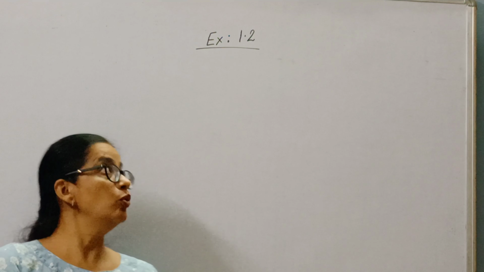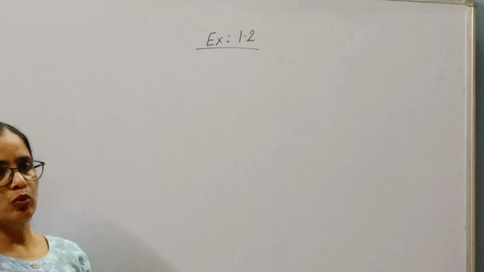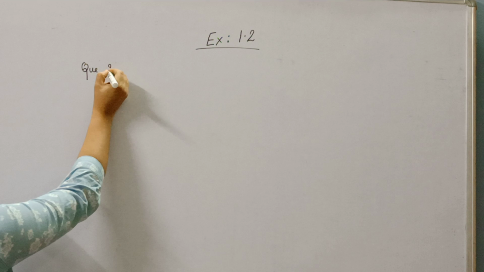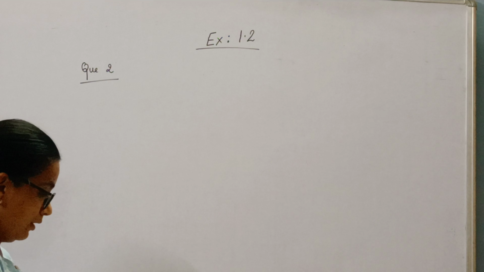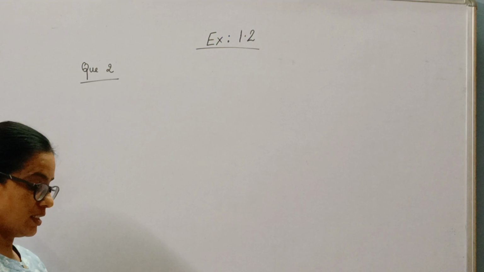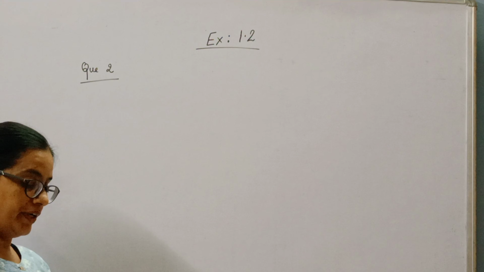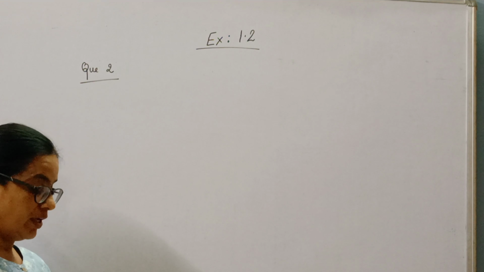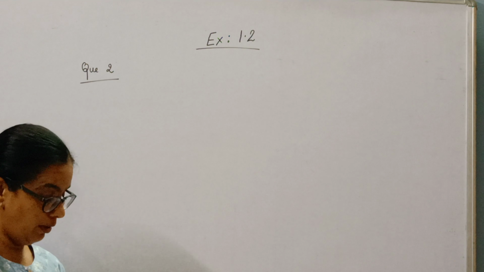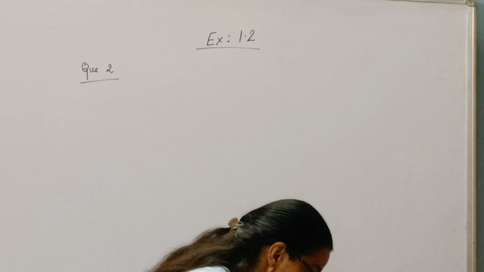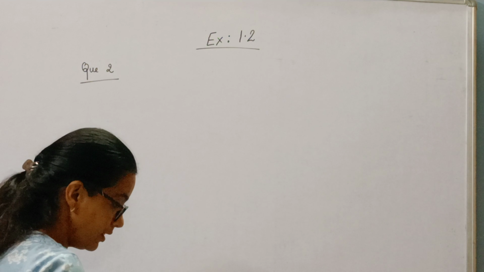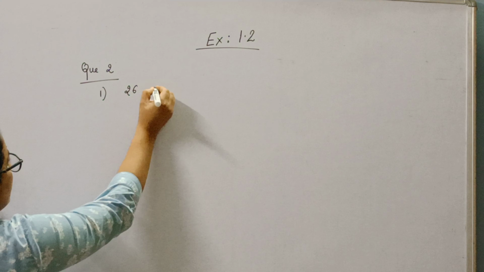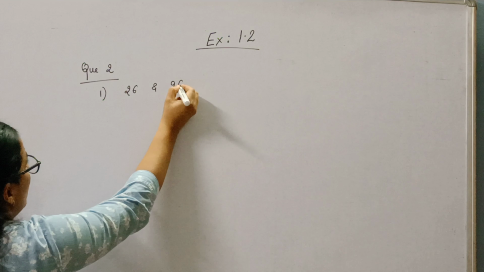Everyone. Today we will do exercise 1.2 question number 2. The question is: find the LCM and HCF of the following pairs of integers and verify that LCM into HCF is equal to the product of the two numbers. So first of all you have to find the LCM and HCF, and the first part is 26 and 91.